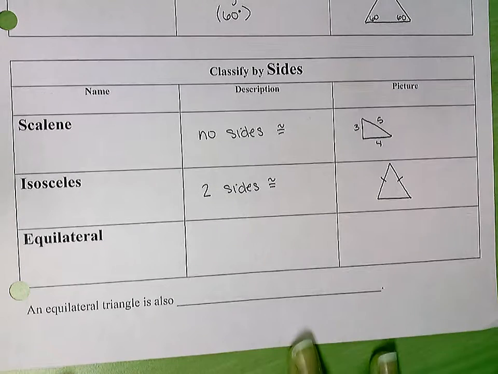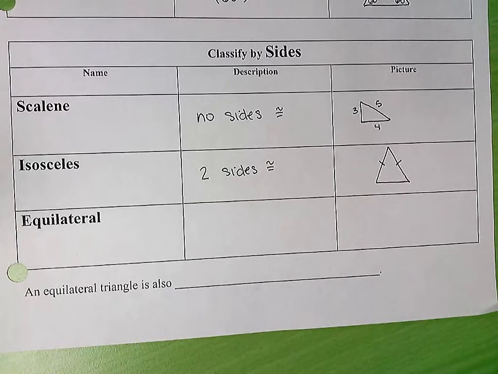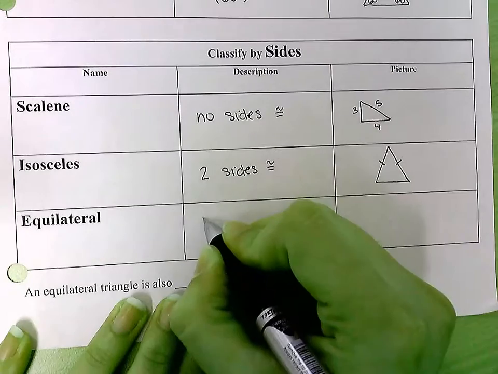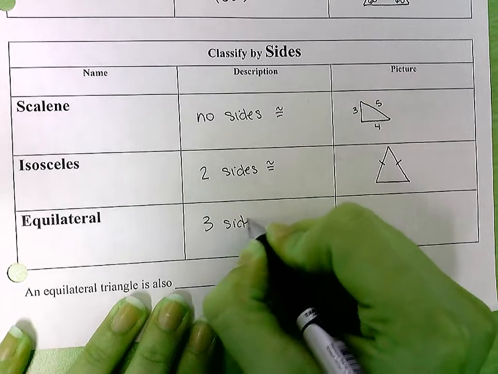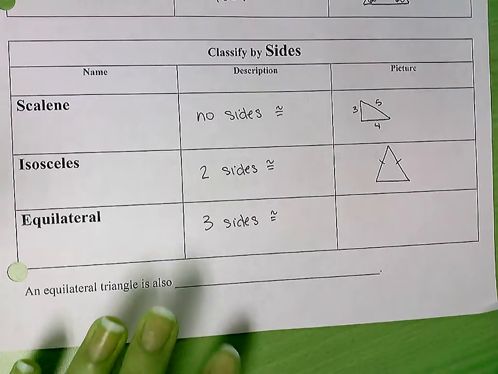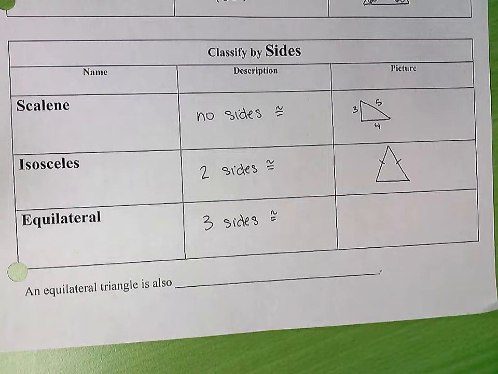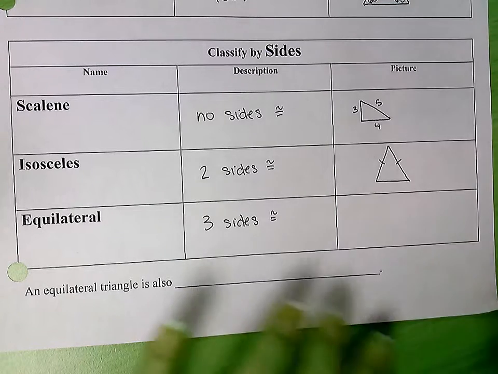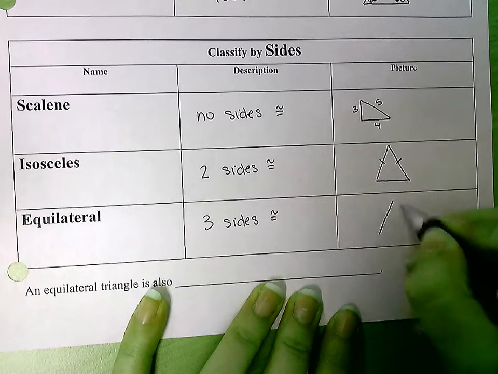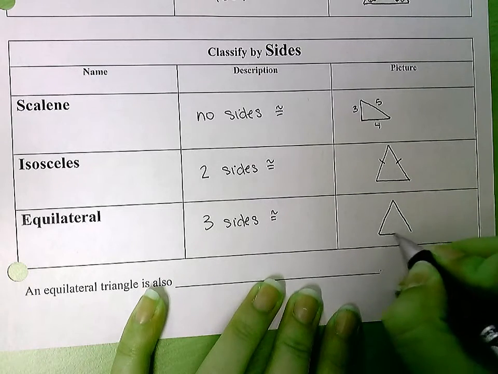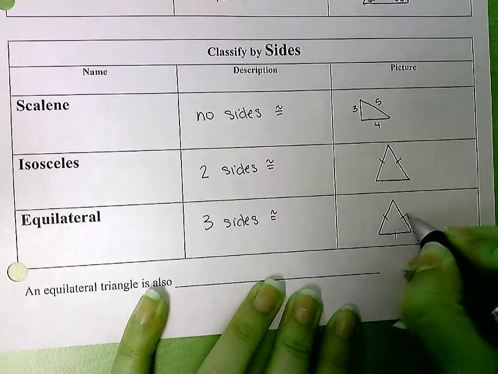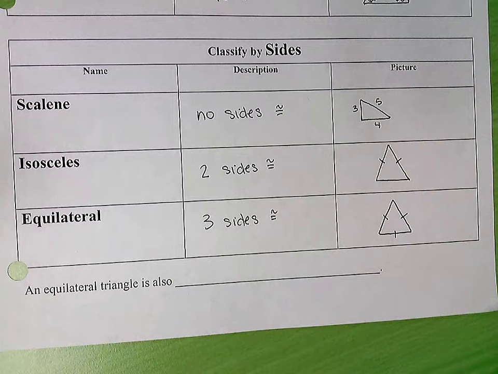Equilateral triangles: you have all three sides congruent, so all of your sides are going to be the same length. For our picture, again, I'm just going to use these dash marks. If they have that same number of dash marks, that means they are congruent. Questions on classifying by sides?